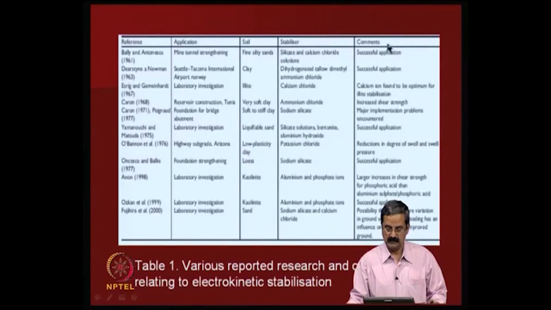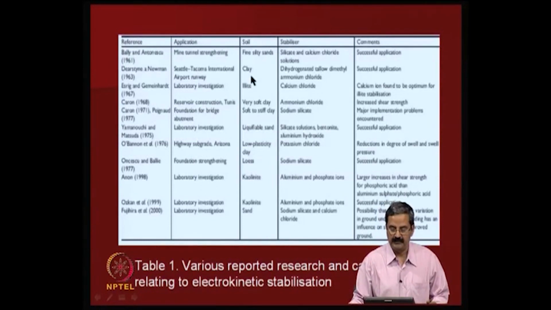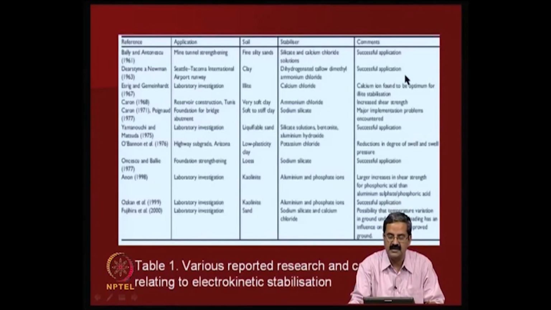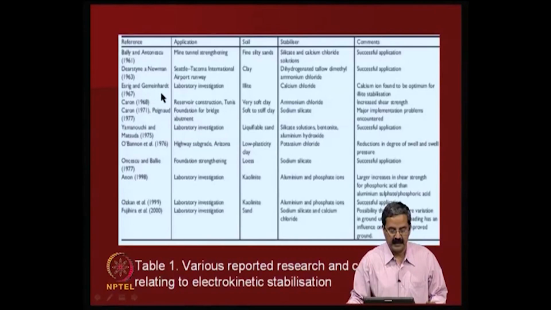And then there is another paper where, at the Seattle Tacoma International Airport runway, the soil is clay, and they used some sort of stabilizer, dehydrogenated tallow dimethyl ammonium chloride. Okay, the application was successful. Then there is another paper that is a laboratory study. The soil type was illite and calcium chloride was used. Calcium ion was found to be optimum for illite stabilization. So they were trying to look at the calcium ion and whether it helps.